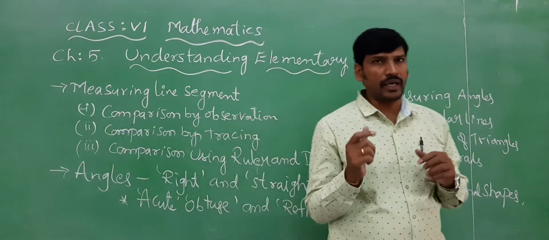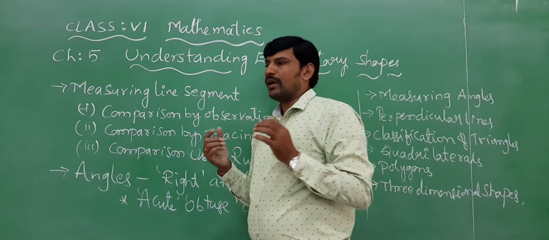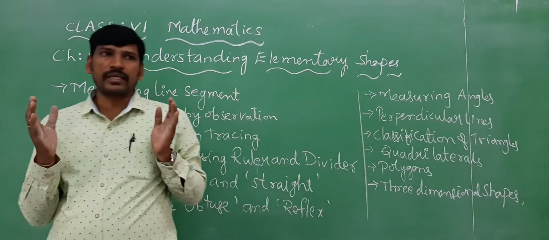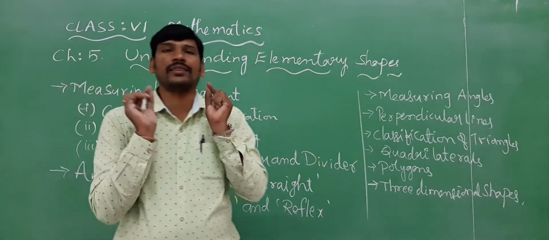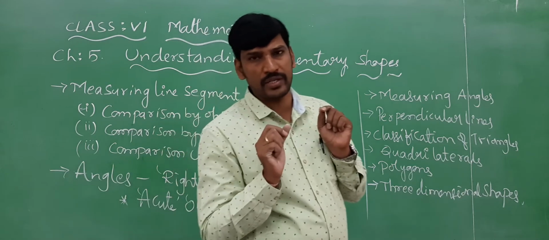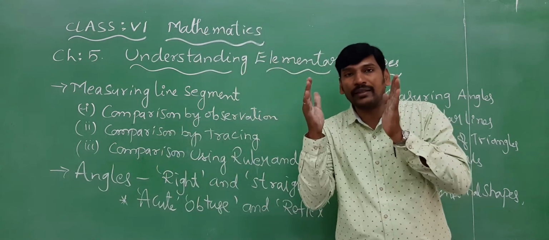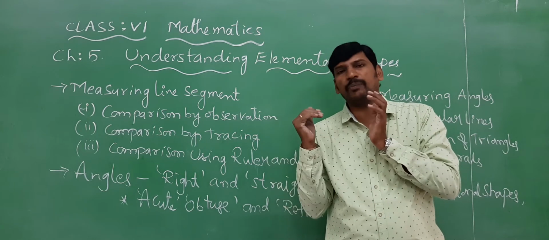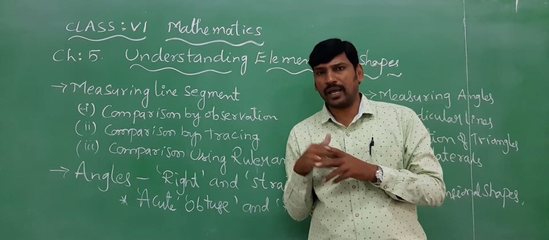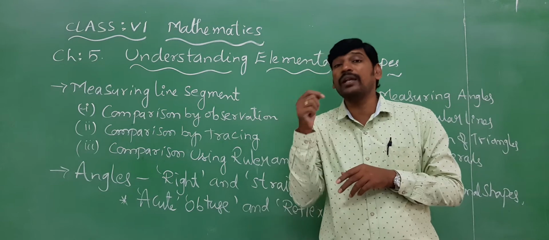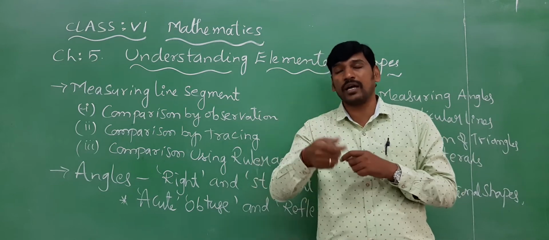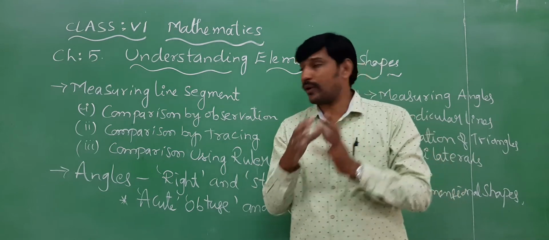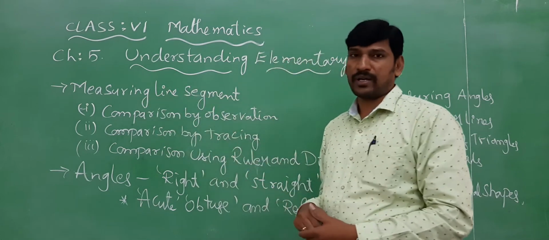So I told you already what is a line segment. It has two end points. It has a particular length. It has some dimensions, some length, some distance. The distance between two end points is a line segment. What is the distance? How many centimeters, how many meters, or how many millimeters, that we are going to discuss in measuring line segments.